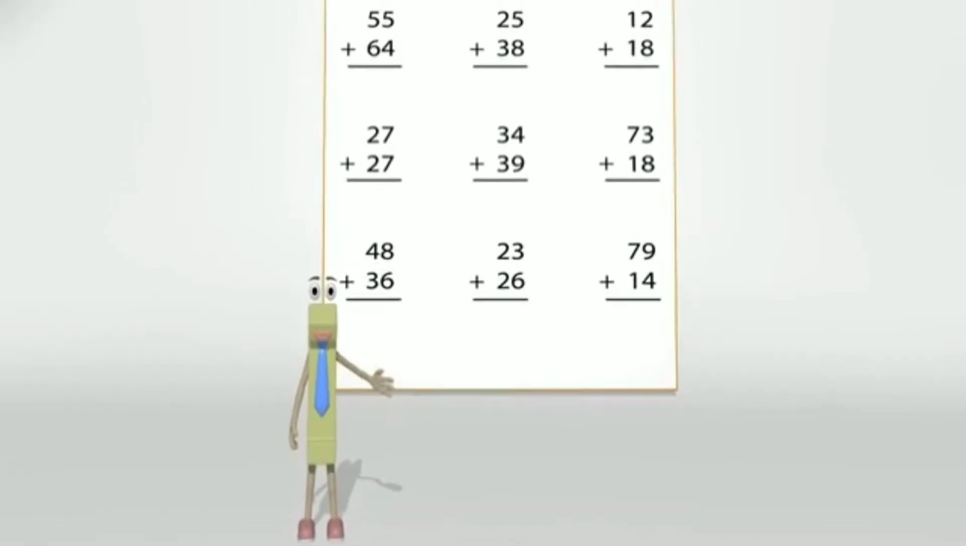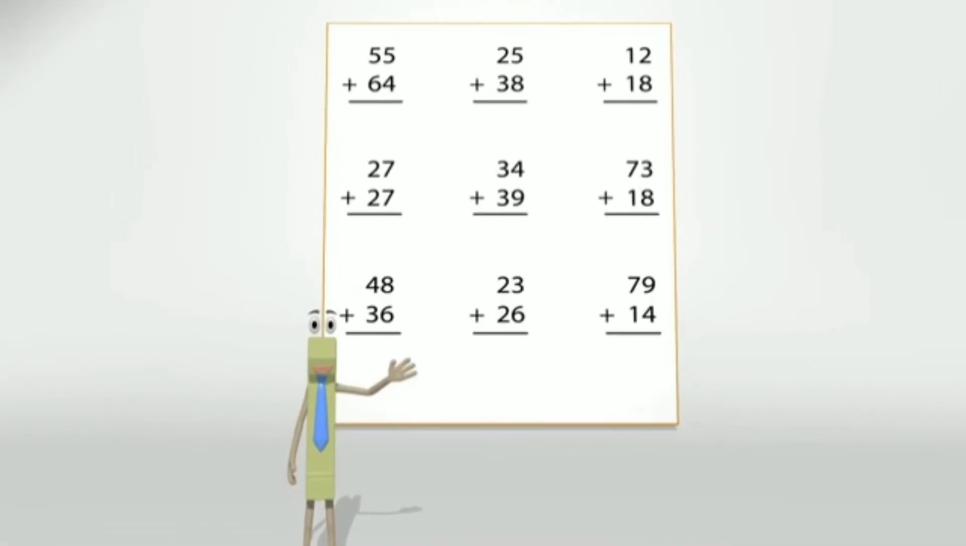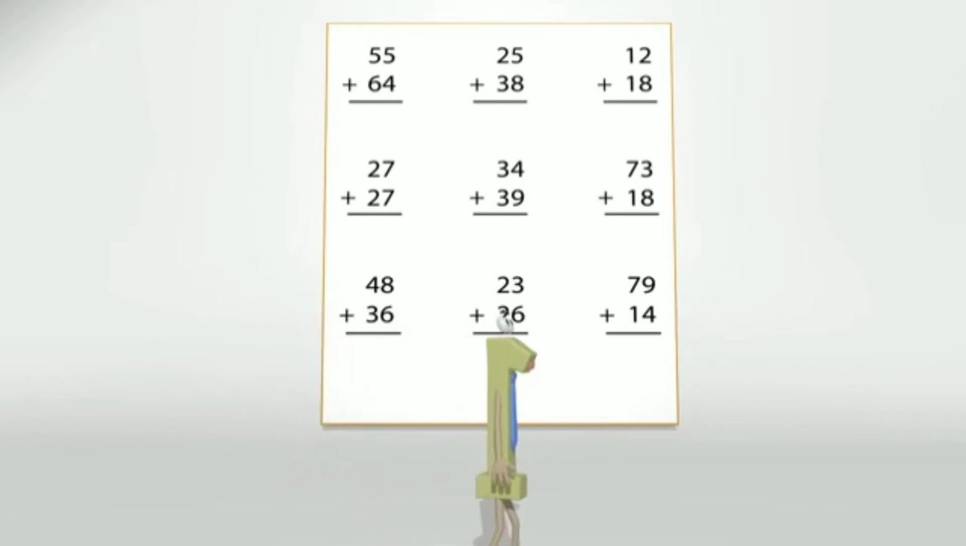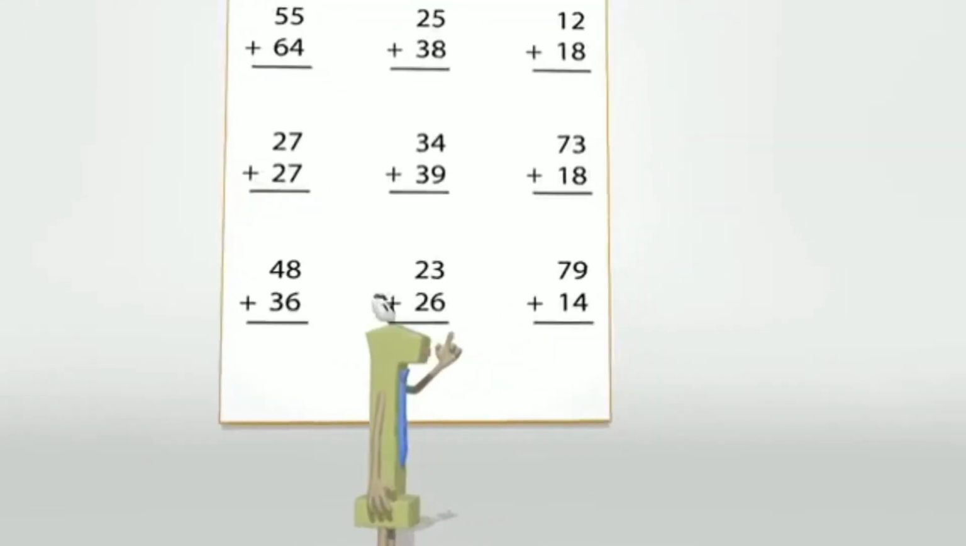Next, we are going to add the 2-digit numbers with regrouping. In the case of regrouping, you will be having a carryover in the tens place. That is called regrouping 2-digit numbers.